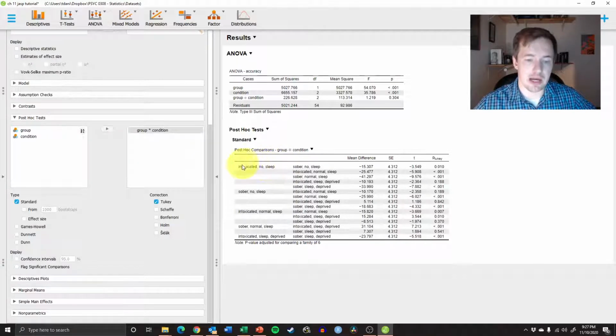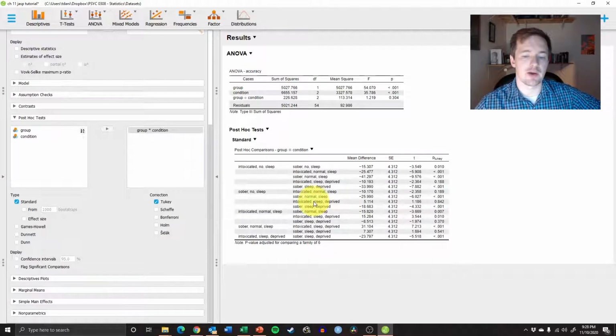So, for example, I'm looking at intoxicated sleep. So the group is intoxicated, the condition is no sleep, and I can see that it looks like when compared to intoxicated sleep deprived, there's not a significant difference. So that is interesting, but because this was not a significant factor in your ANOVA, you shouldn't really report this stuff without lots of qualifications. Here again, we can see that sober and no sleep is not significantly different from this intoxicated sleep deprived.